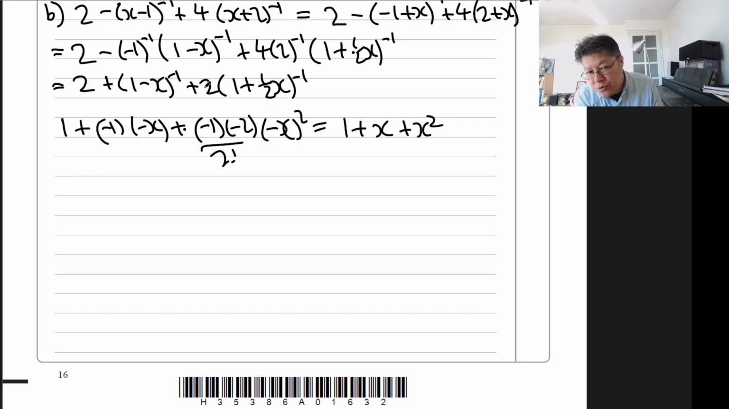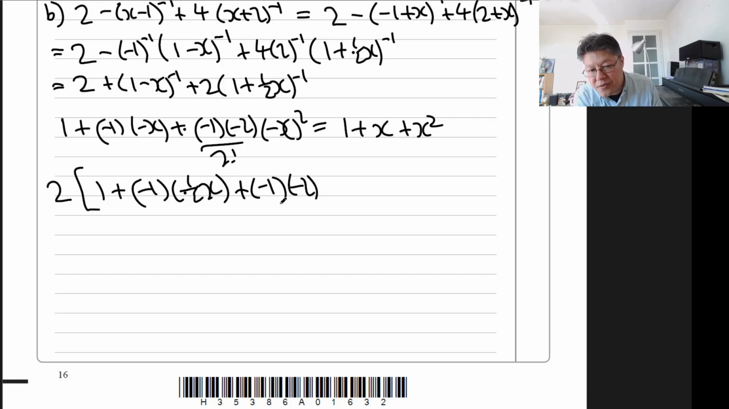So we have a 2 in front, so I'm actually going to do that at the same time and open a big bracket. And now let's expand this within the bracket. So you get 1 plus -1 half x plus -1 minus 2 over 2 factorial half x squared. Close bracket.